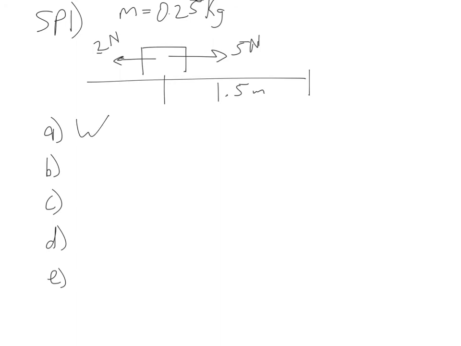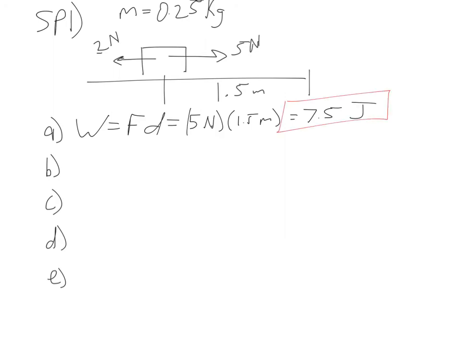So, work equals force times the displacement, and we know the force is 5 newtons, and the displacement is 1.5 meters, and that would give us a work of 7.5 joules. What is the work done by the net force acting on the box?